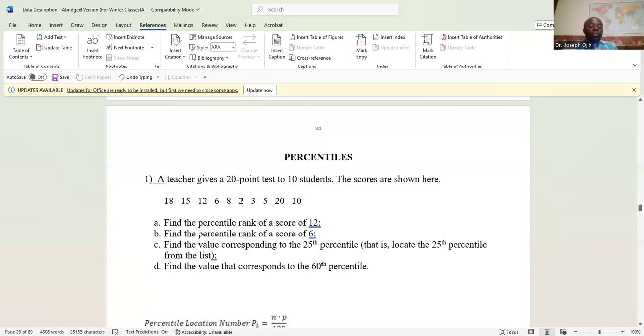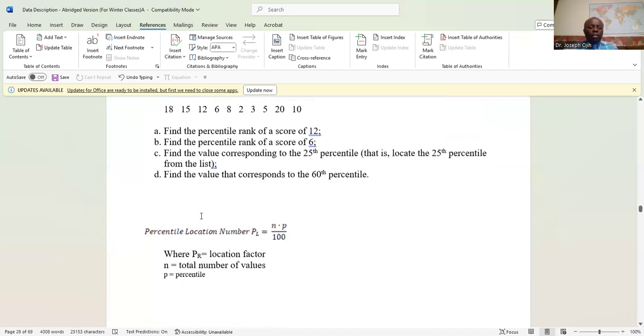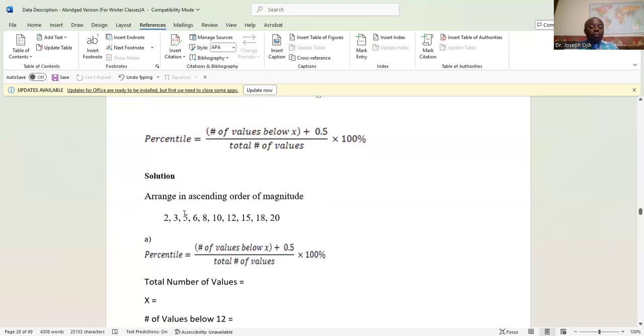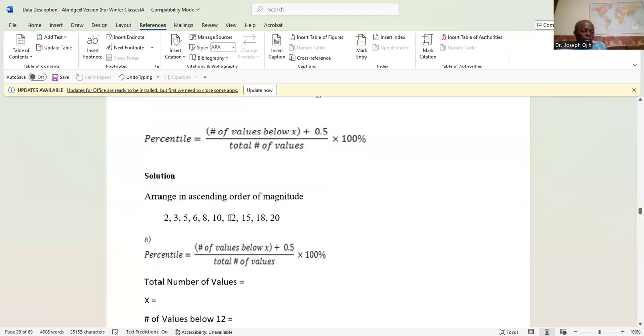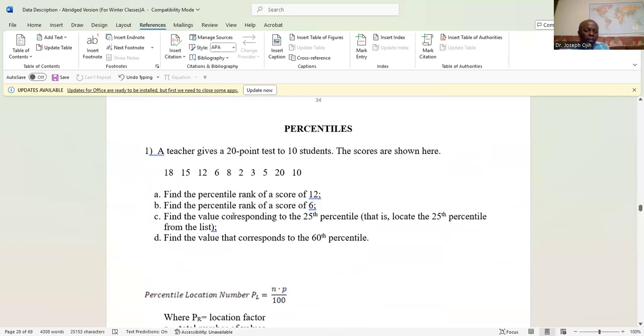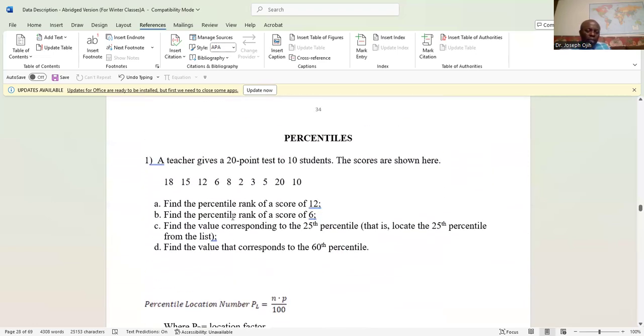So let us start with the first one. It says find the percentile rank of the score of 12. The first thing you do is put the scores in order from smallest to largest. So I did it here. Once you have that, you can calculate the percentile. How many numbers do we have? 1, 2, 3, 4, 5, 6, 7, 8, 9, 10. 10 students, because it says a 20-point test was given to 10 students. Okay, good.